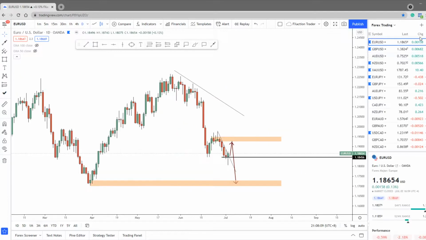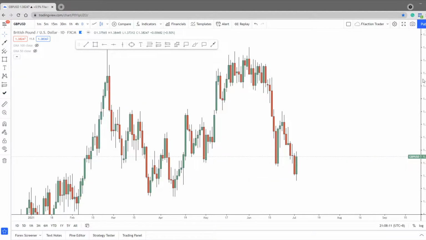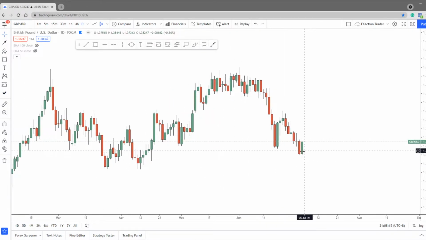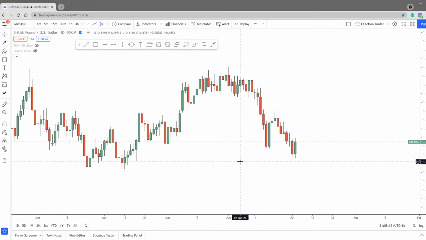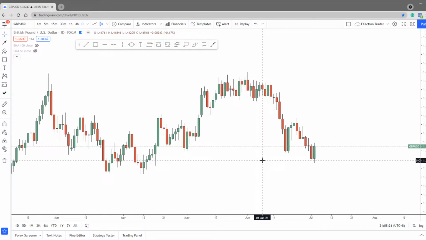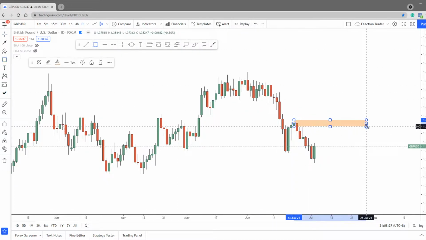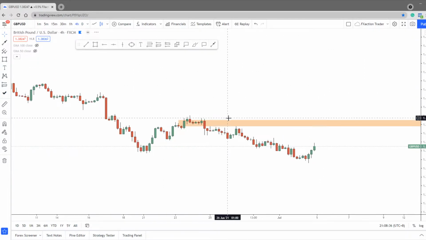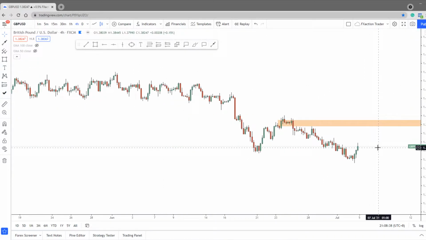So let us have a look at the Pound Dollar. On the daily chart, regardless of this bullish candle, overall the market is still in a downtrend. We did not see the market create a new high, and we did not see the market break this key level and create a new high. So overall, we are still looking for a sell signal.